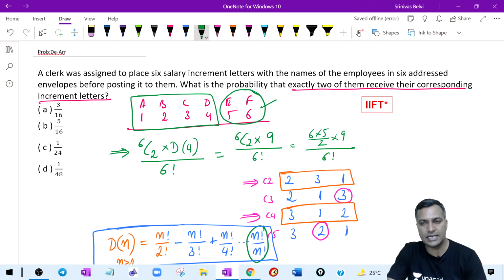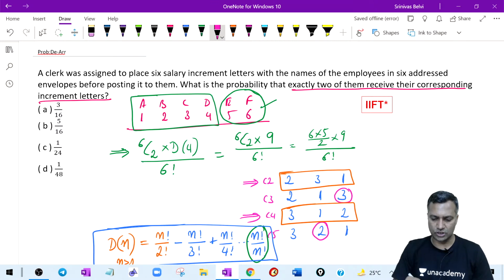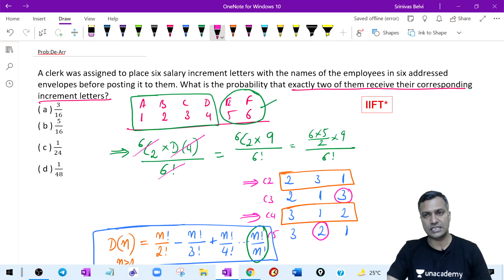Am I right? Is this making sense? Clear to all of you? Is this question clear on dearrangement? Approach is clear. What we meant by this, what I wrote, these numbers are clear: 6C2, dearrangement for 4, and 6 factorial. Right. Good. Super.